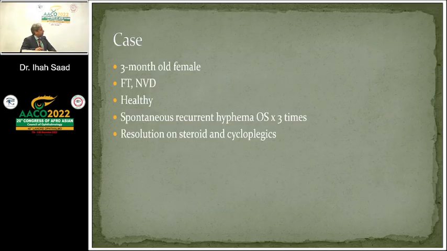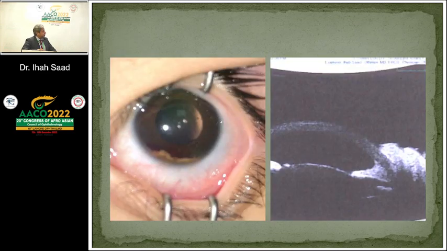So this is a 3-month-old female, full term, normal vaginal delivery. She's very healthy. Mom and dad are doctors. Over the last 3 months, she bled 3 times, like once a month. Then she was given steroids and cycloplegic, and things resolved.